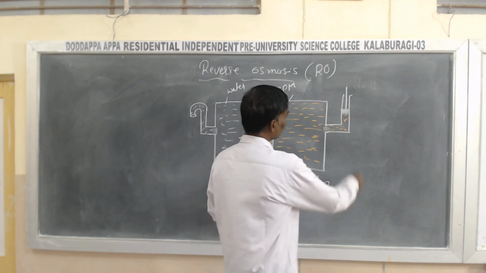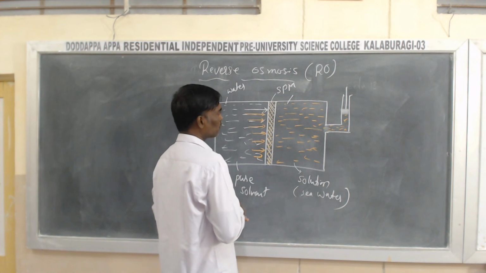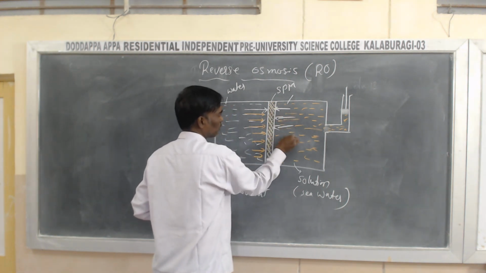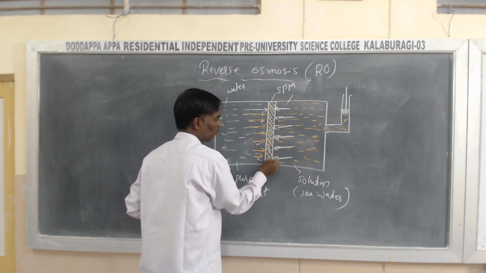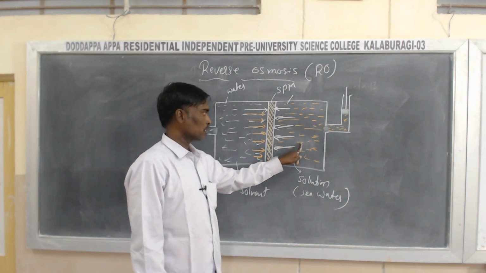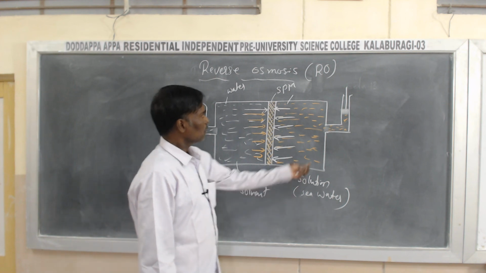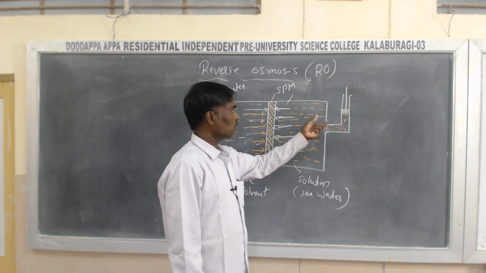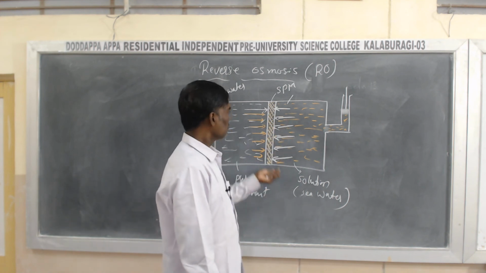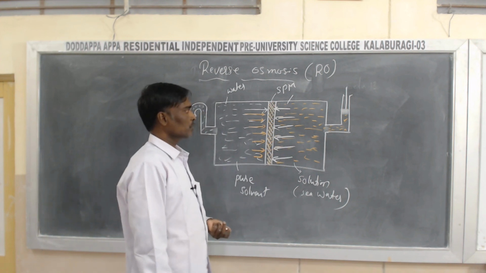Now, if I stop that osmosis by applying pressure on the solution, the opposing pressure stops the flow of the solvent molecules from low concentrated to high concentrated. So that pressure we define as the osmotic pressure. It is the minimum pressure applied on the solution to stop the osmosis. So that is called the osmotic pressure.